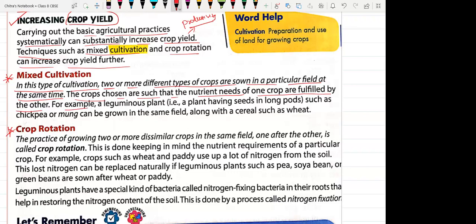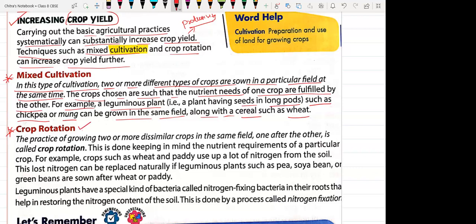For example, leguminous plants, which have seeds in long pods, such as chickpeas and moong, can be grown in the same field along with a cereal such as wheat. So along with wheat, we can sow leguminous plants like moong, chickpeas, etc., because their nutrient content is different. That's why they can grow easily, and there is no competition for nutrition, water, and space.